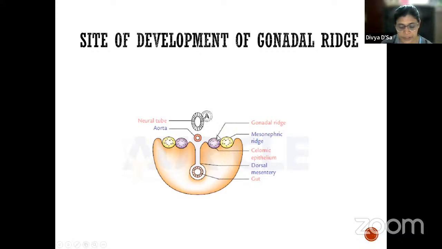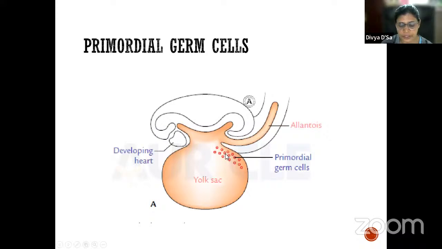Now the primordial germ cells. These germ cells are differentiated in the wall of the yolk sac. This is the allantois, so close to the allantois, these primordial germ cells are formed. And when are they formed? They are formed during the 2nd week of intrauterine life. During the 4th week, they migrate from here.